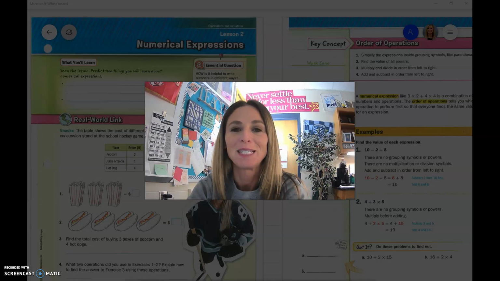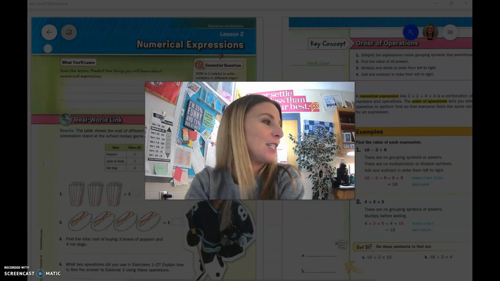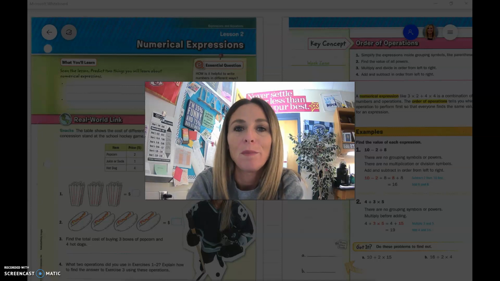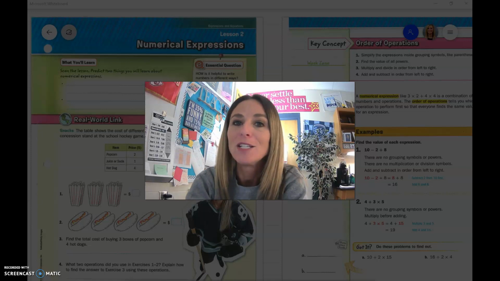Alrighty, 6th grade mathematicians, here we are. We are in chapter 6, lesson 2. We are going to be starting numerical expressions. This is where algebra begins, starting with expressions and figuring out how we do algebra.